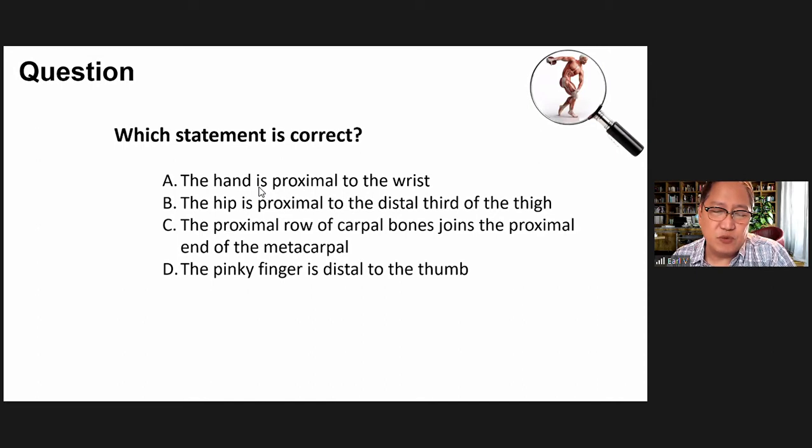So when it comes to limb, pag limb ka, hindi ka masyado superior. It should be distal and proximal. Basta limb, extremities. When it comes to body, yes, pwede, if you're standing up. But if it's about limb, it's distal to proximal. So let's try to review.